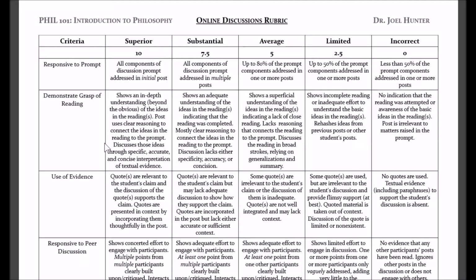The post uses clear reasoning to connect the ideas in the reading to the prompt. The post discusses those ideas through specific, accurate, and concise interpretation of textual evidence. I'm going to talk about this quite a bit when I show you the example. So there's three different components here within this criterion.